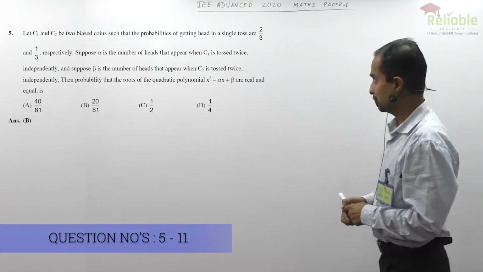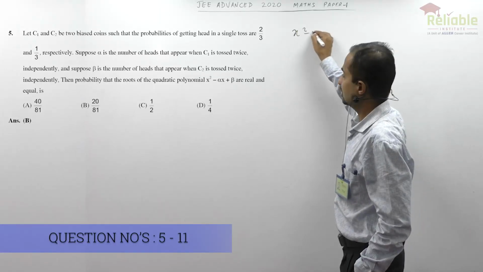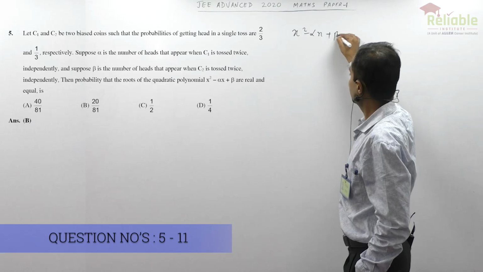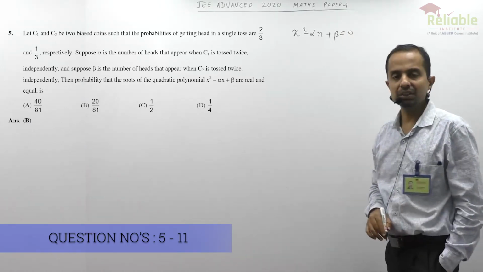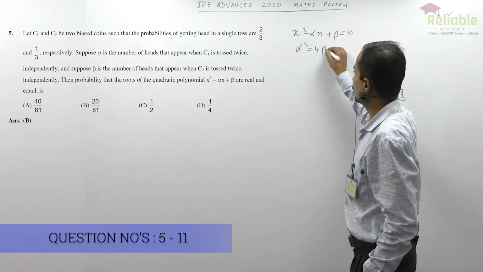Let's begin with question 5 now. In problem 5, there is a quadratic equation. Let me first explain the question. So this is a quadratic equation. We are looking for real roots. That is, we are looking for alpha square is equal to 4 beta.